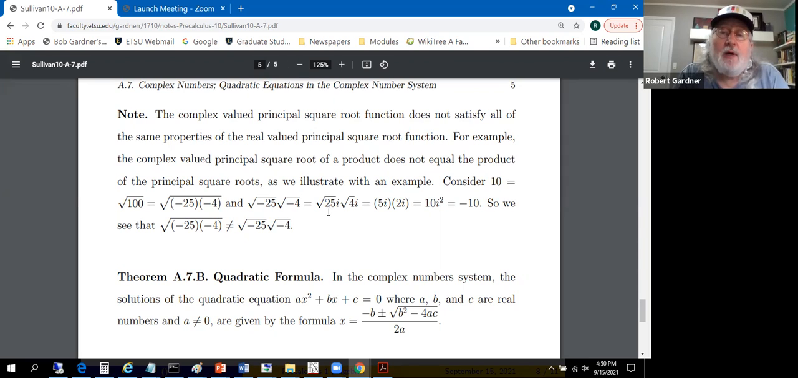Were we to do that, the square root of 25 is 5, the square root of 4 is 2, so we're left with 5i times 2i. Multiply those together, that gives you 10i squared. i squared is negative 1, so that gives you negative 10. So these two things are not equal, because this thing equals 10 and this thing equals negative 10. The square root of the product doesn't always equal the product of the square roots in the complex setting.